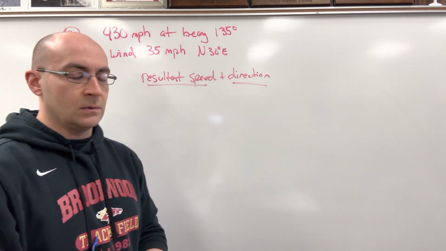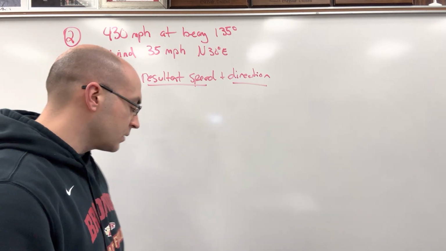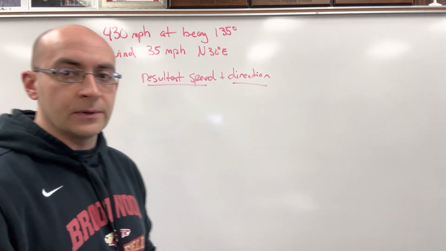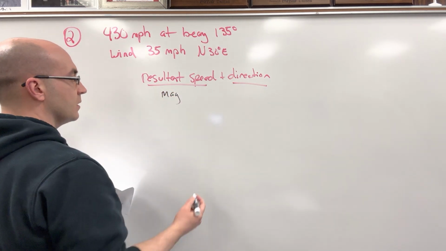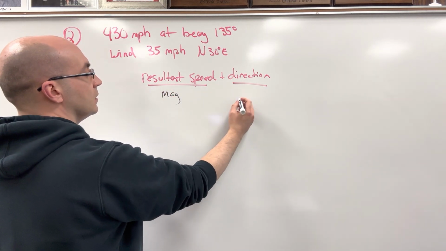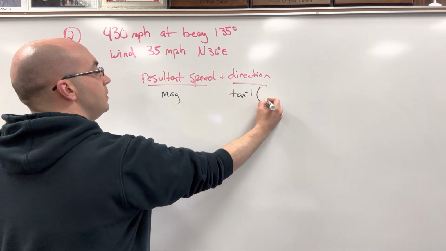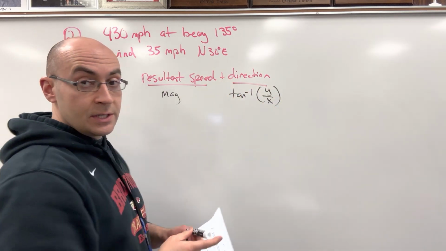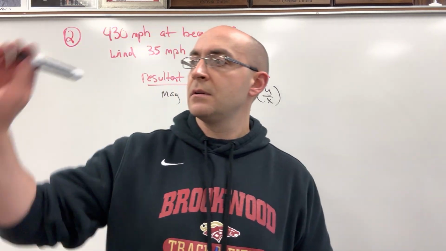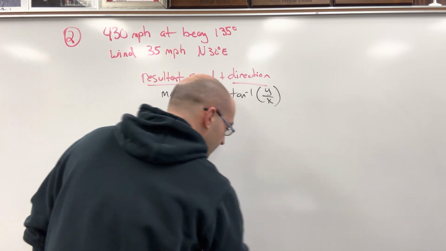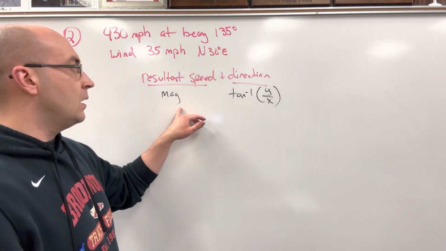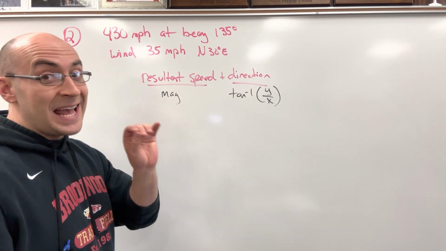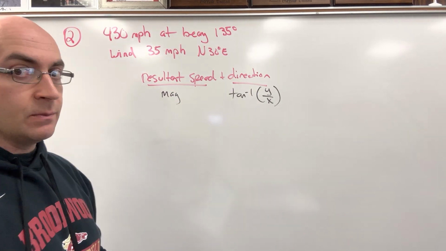Okay, so 2 huge ideas. Let's decipher what is happening first, and then we can draw some pictures. So what we're really looking for is the magnitude, and direction, which is inverse tangent of y over x, right? Okay, so we want the resultant speed, meaning we want the resultant magnitude after we add these vectors together, and we want the direction, which is inverse tangent.